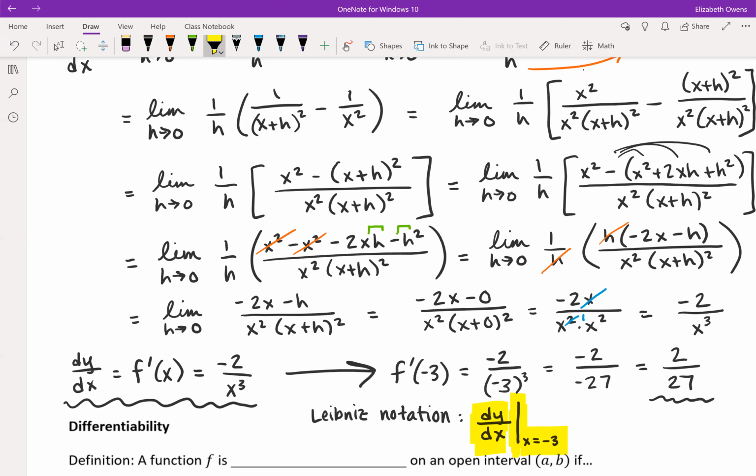So math can be like a whole other language sometimes. Different symbols represent different words, so you have to be able to translate. Yeah, like the derivative of f at -3. And this means the derivative of y equals f of x at -3. So same thing, same thing. So it's going to be that same result, -2/27. All right, so there we go with all our notations.